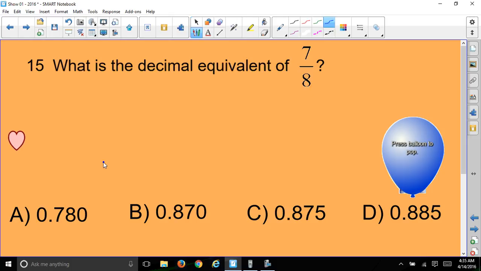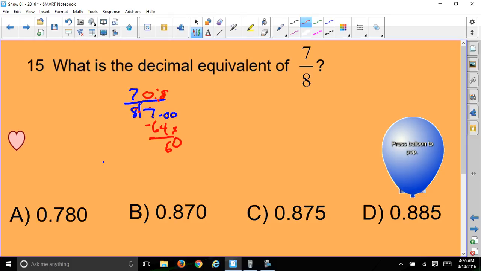To change a fraction to a decimal, we divide the top number into the bottom number. So let me add a couple zeros. I'm going to put a 0 on top because 8 doesn't go into 7. And now put my decimal point up the top there. And 8 goes into 70 8 times. And 8 times 8 is 64. 70 minus 64 is 6.